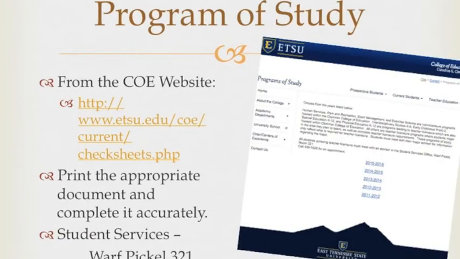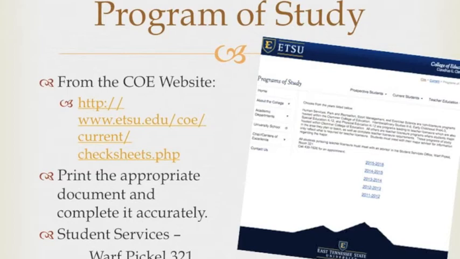The program of study is specific to your content area. You can download your program of study from the College of Education website, and the link is available for you here. You print the appropriate document, complete it, handwrite it, complete the information on it, and then you'll scan that back in and put it into LiveText.